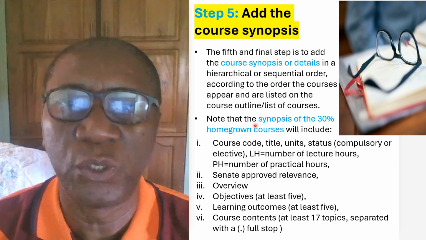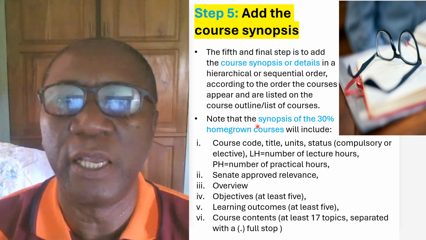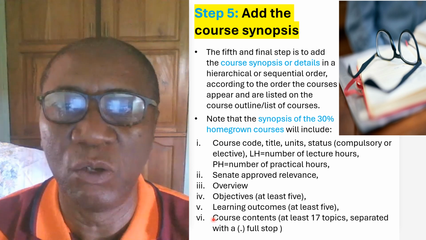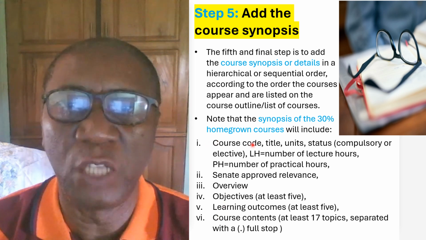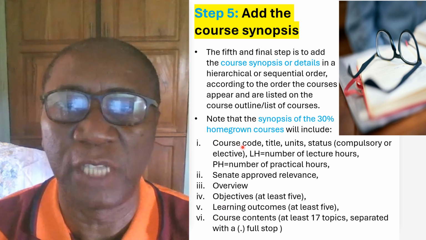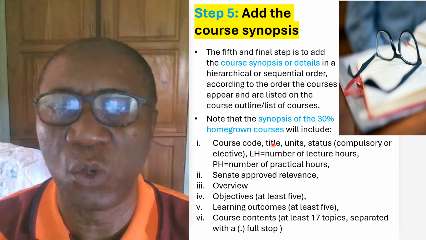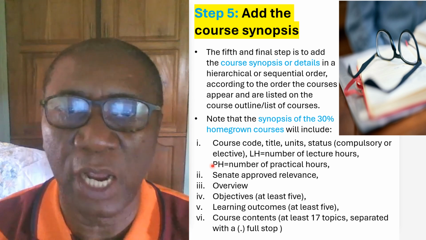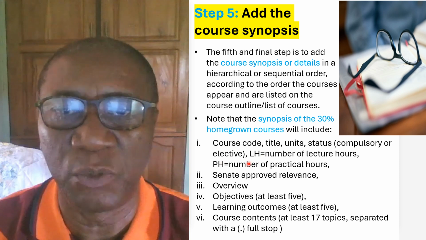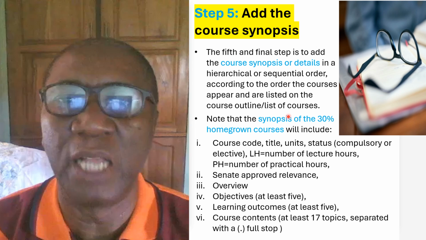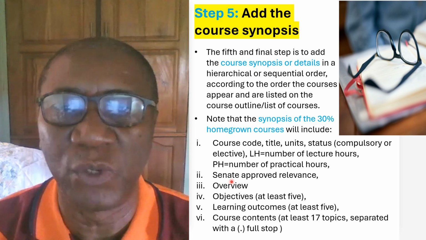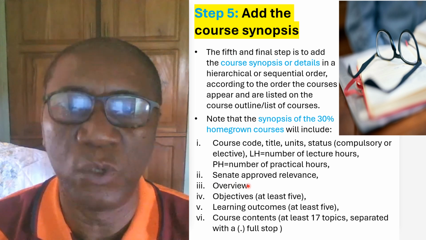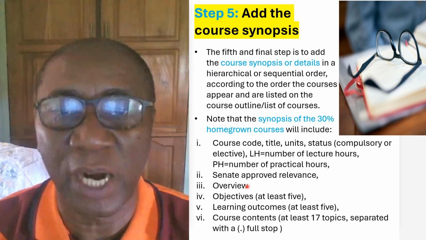Then you should note that from NUC regulations, the synopsis of the 30% homegrown courses will include these items. Number 1, it will define the course. Of course, you have to state the course code, course title, unit, the status, whether compulsory or elective, the number of lecture hours, and number of practical hours. So that has to be stated. That's the first line. Then in developing the 30% homegrown, you have to state the Senate approved relevance, and of course there should be an overview, which is normally a maximum of 2 paragraphs.